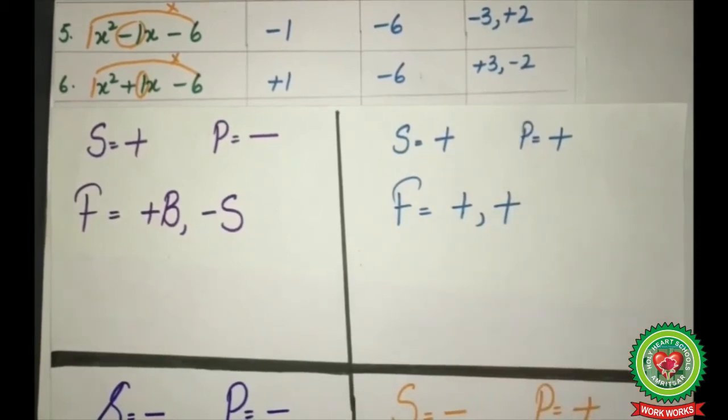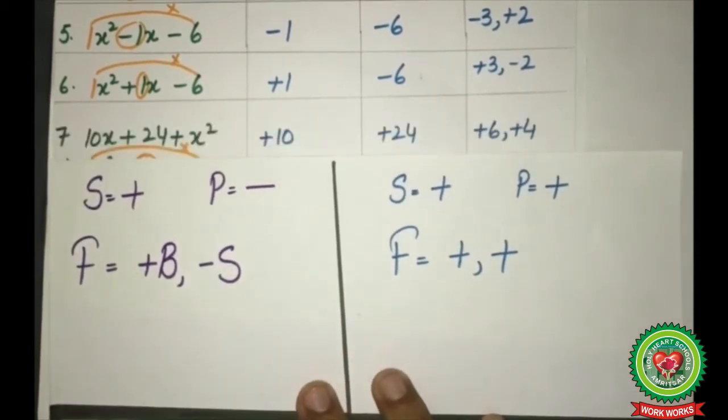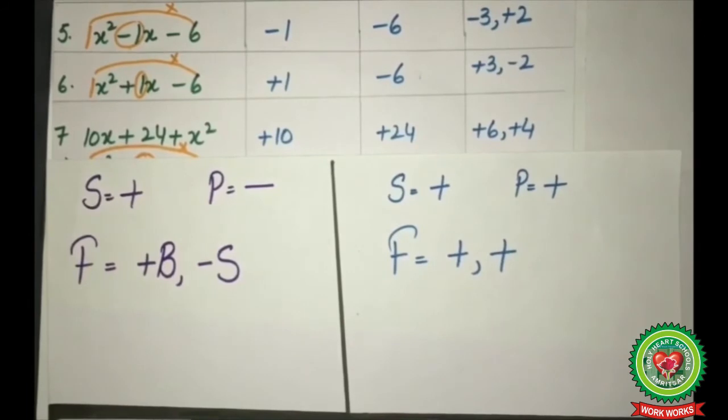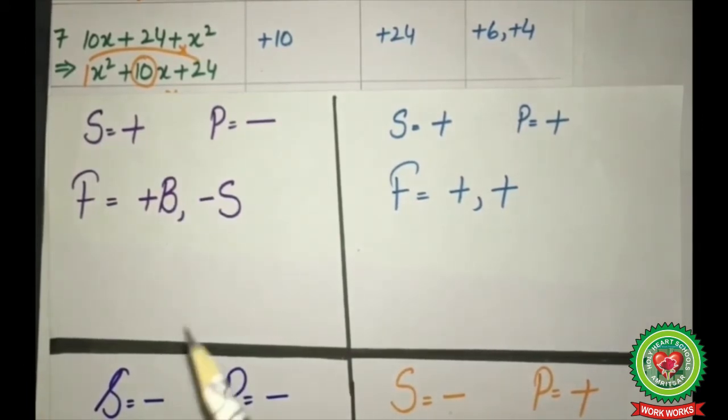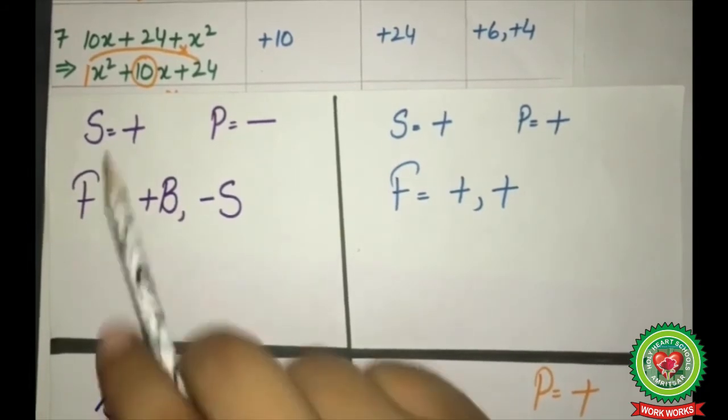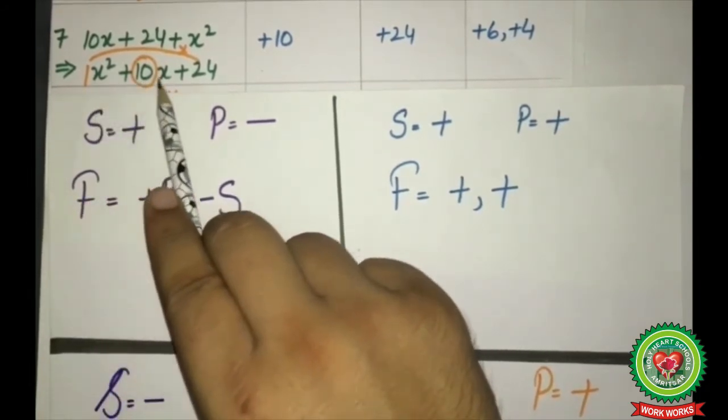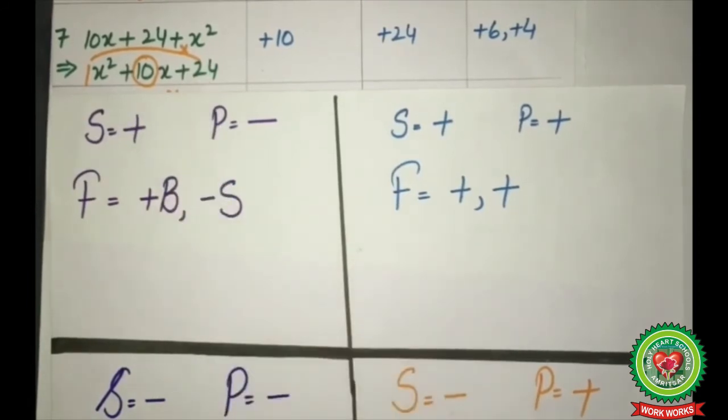and minus 2. Now the next example is 10x plus 24 plus x square. Now the first step that we are going to do in this sum is that we are going to arrange the terms in the order, that is in the descending order of their degrees. So on arranging, we get x square plus 10x plus 24.